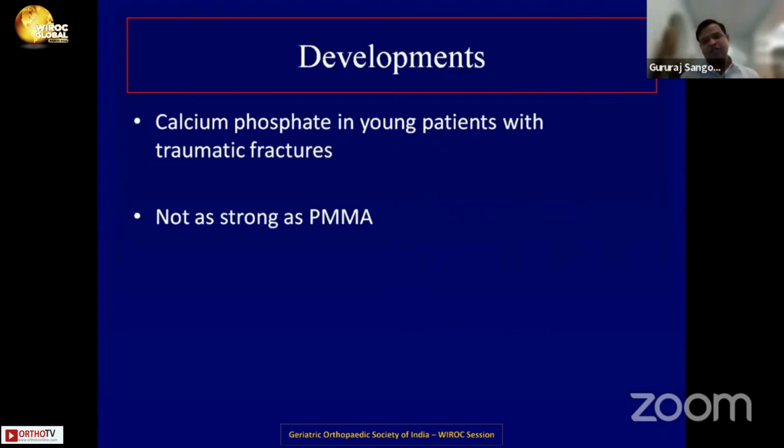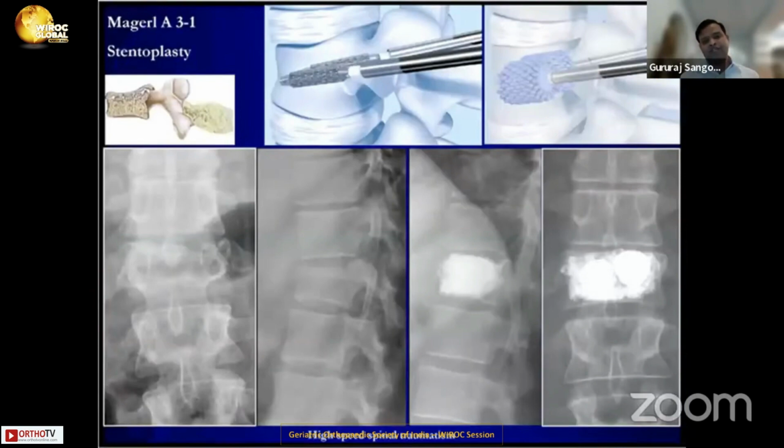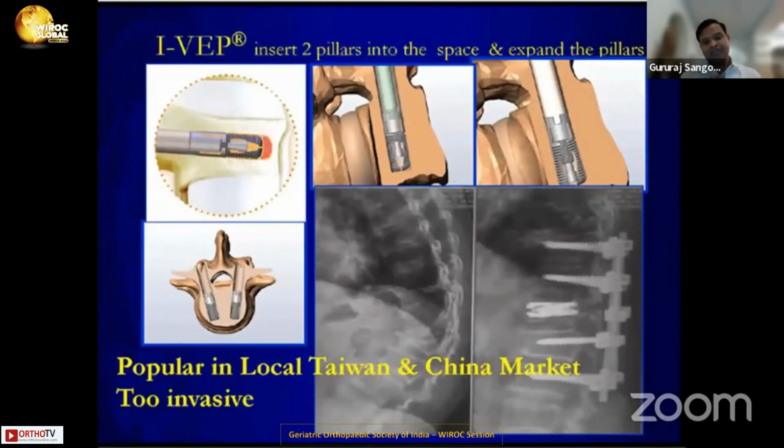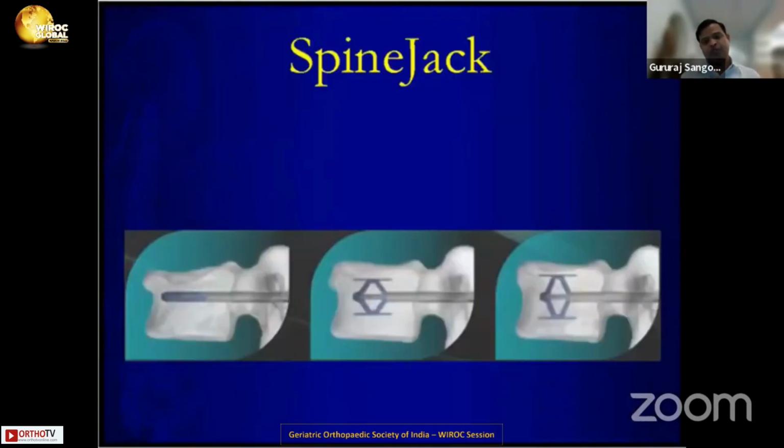But again, there's a controversy in this. What are the recent developments? Calcium phosphate is being used in younger patients, and it is not as strong as PMMA, but it gets converted into bone eventually. So there are n number of different modalities available: stentoplasty, vesselplasty, the TACX procedure, and the IWEP pillars which can be introduced into the vertebral body.